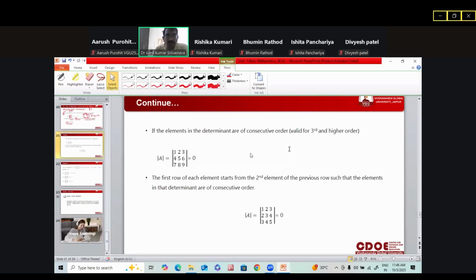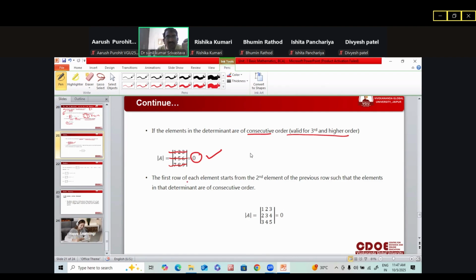Now, if all the elements of a determinant are in consecutive order, this is valid for third and higher order determinants. We are going to discuss finding the value of higher order determinants, that is third order, fourth order, fifth order. Then this property is applicable here. The first row is 1, 2, 3, the second row is 4, 5, 6, and the third is 7, 8, 9. If all the elements are in consecutive order, 1, 2, 3, 4, 5, 6, 7, 8, 9, then the value of the determinant is equal to 0.